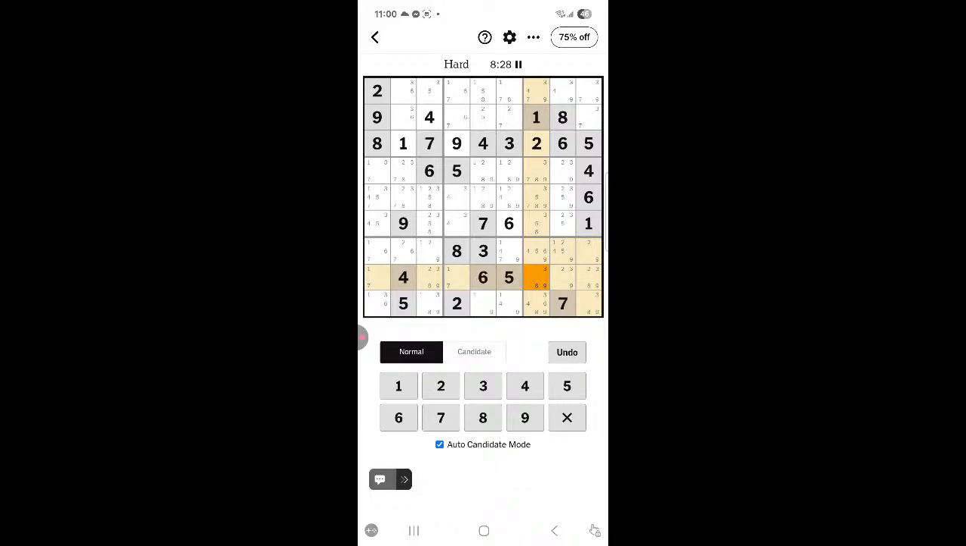Already taken. 5. Blocked. 5 in this column, also duality. Duality column 8, 7, 3, 2, 4. Lots of potential. Unclear.